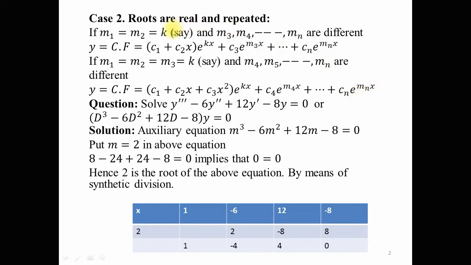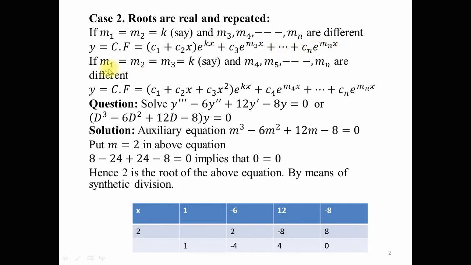Now today we are going to discuss second case when roots are real and repeated. Suppose m1 is equal to m2 and m2 is equal to k, and m3, m4 up to mn are different. Then the complementary function will be equal to c1 plus c2x into e power kx plus c3 e power m3x plus and so on plus cn e power mnx.